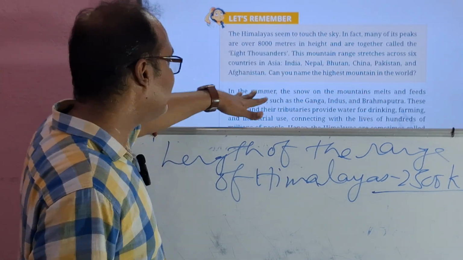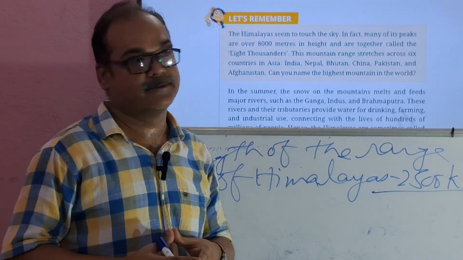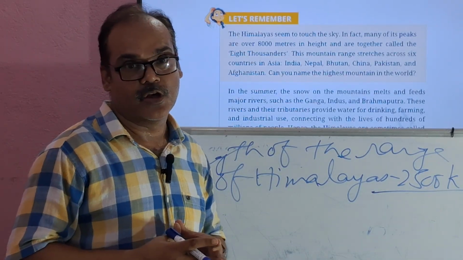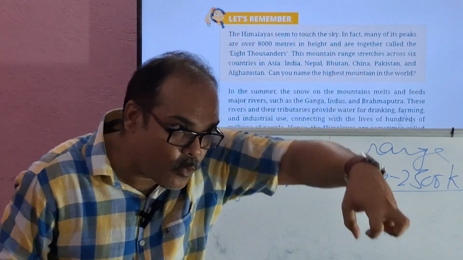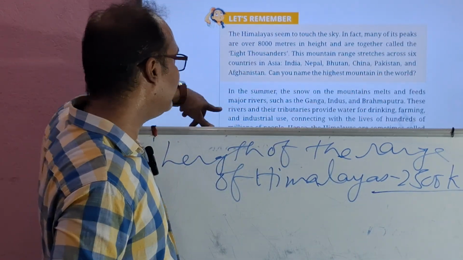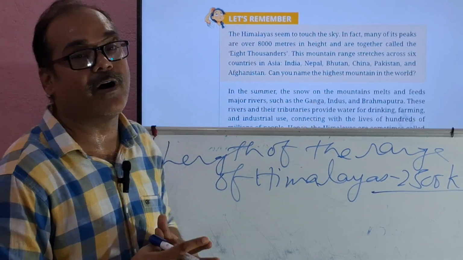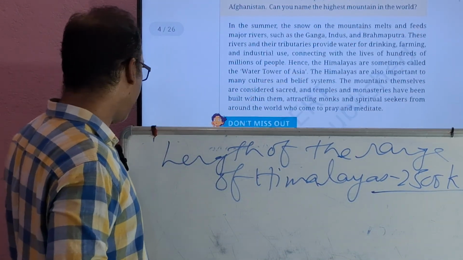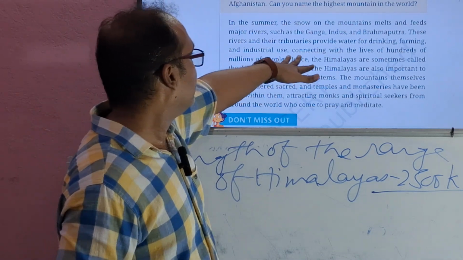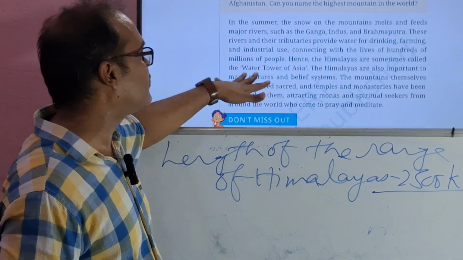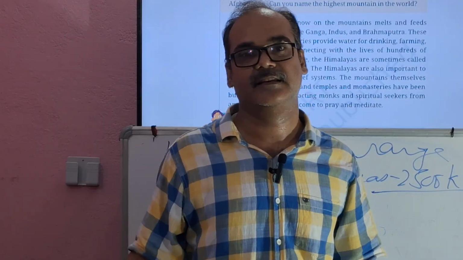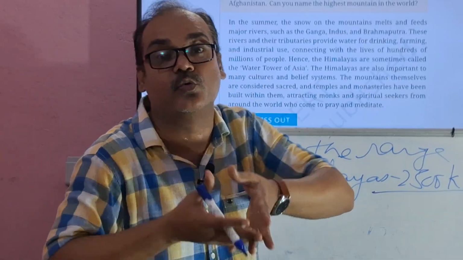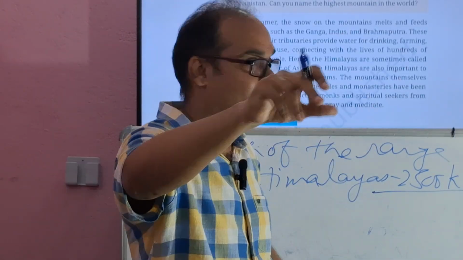Now, what happens? In the summer, the snow on the mountain melts and feeds major rivers such as Ganga, Indus, and Brahmaputra. The snow melts during summer season, and the water meets these rivers. And these rivers and their tributaries provide water for drinking, for farming, and for other industrial use, connecting with the lives of hundreds of people. And that's why, because of all these reasons, it is called the water tower of Asia, providing water to all the major rivers and their tributaries.